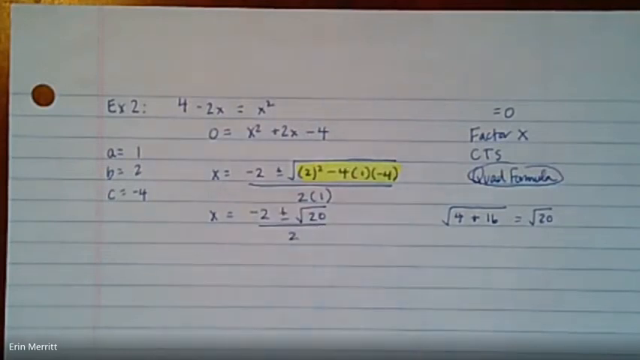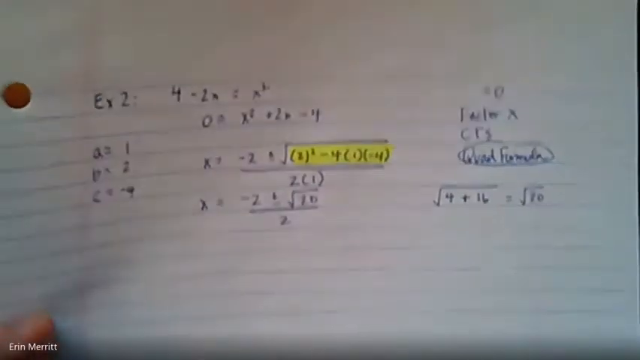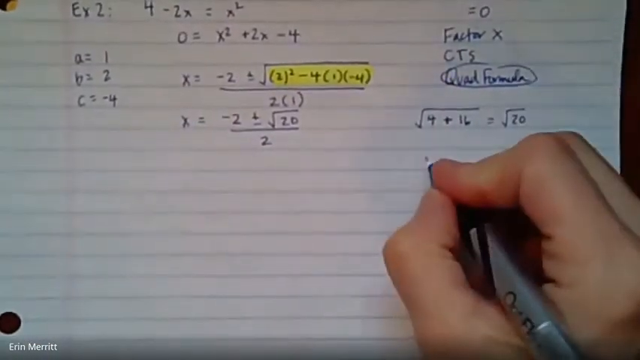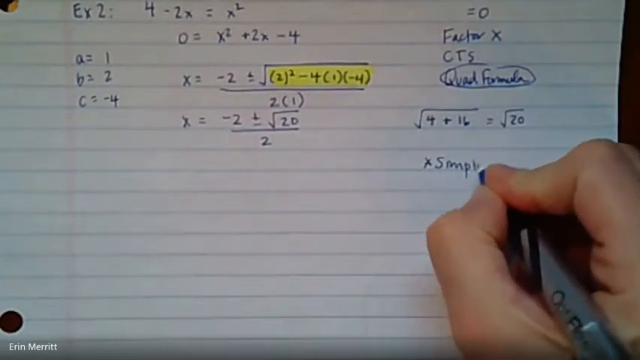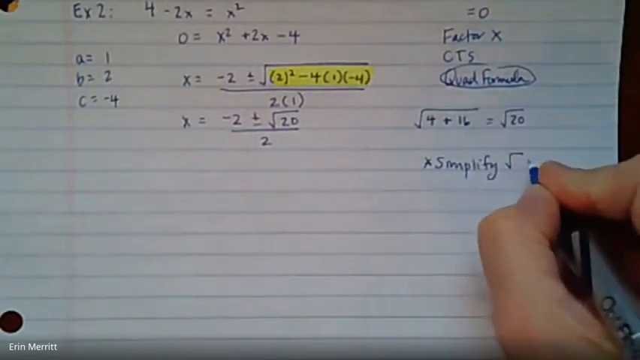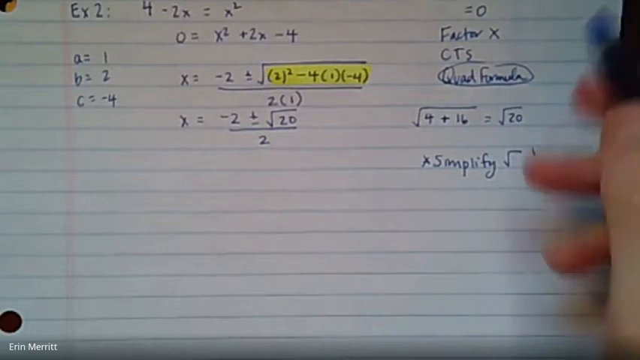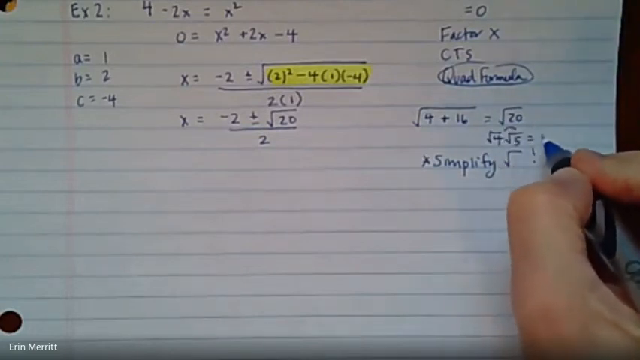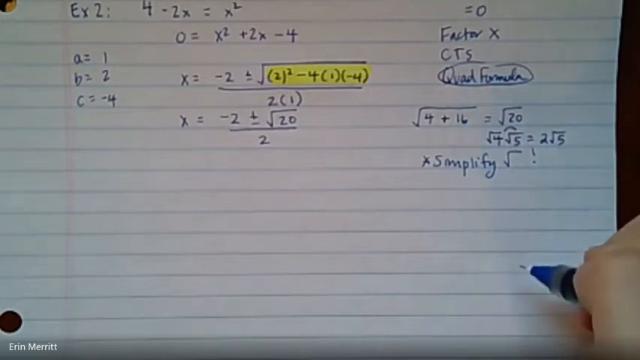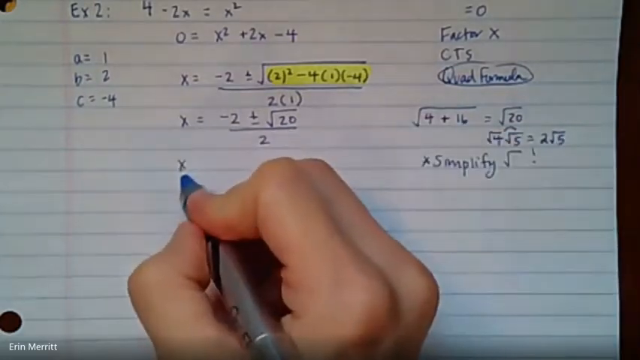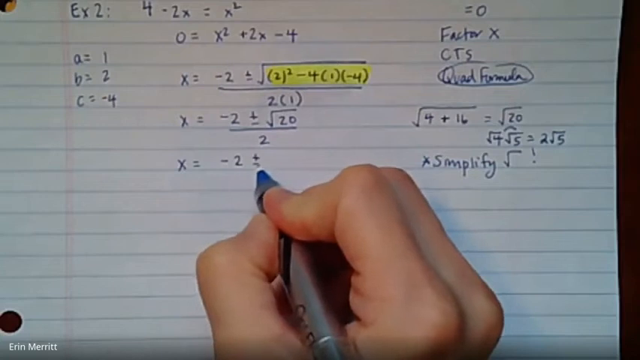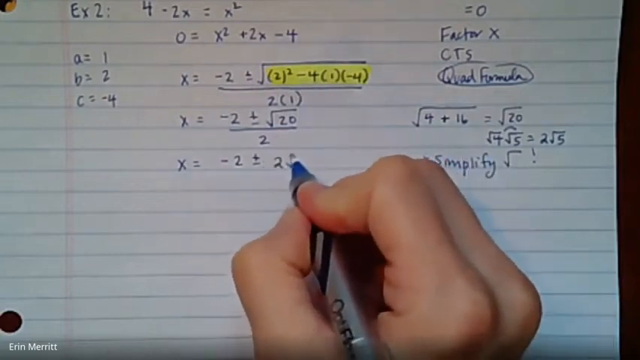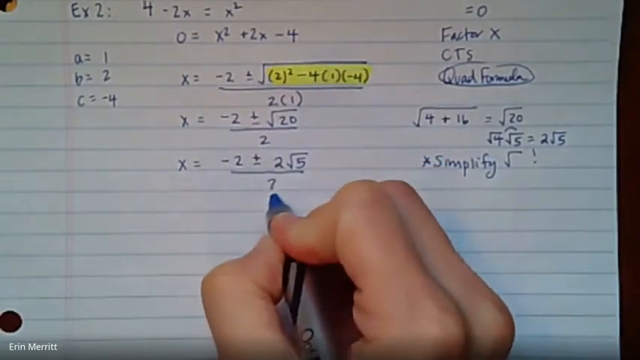So not as pretty as last time, but we knew that because we knew we couldn't factor it. Once you get to here, you now need to simplify the radical. So radical 20, I got it right above here. That'll be radical 4 times radical 5, or 2 radical 5. So let's substitute that in. So this is x equals negative 2 plus or minus 2 radical 5, all divided by 2.